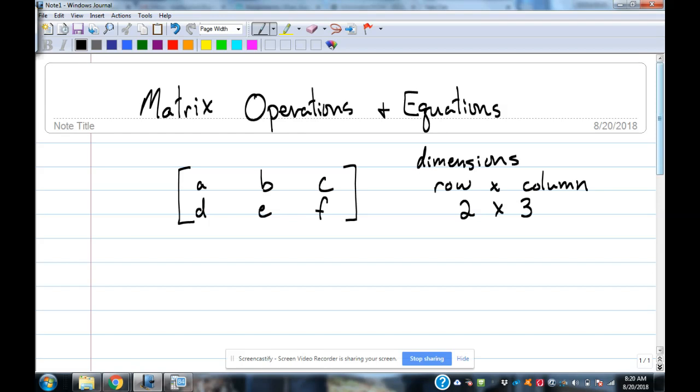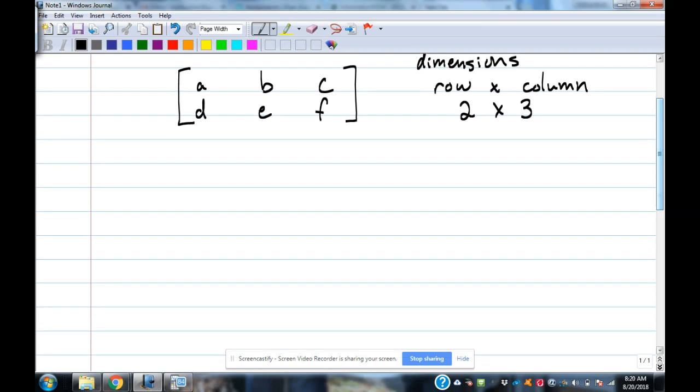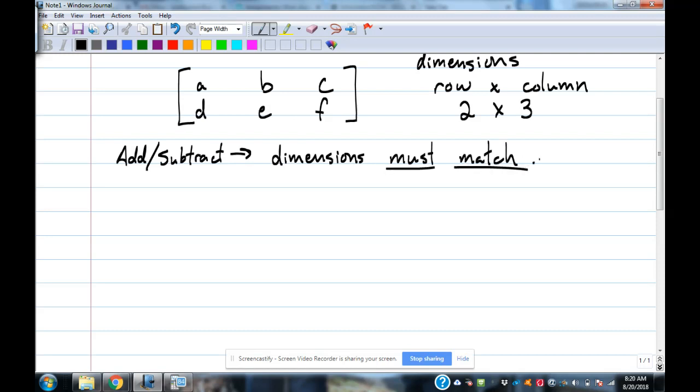All right. Let's get into the easy thing first. Add and subtract. When you add and subtract matrices, well, that's one matrix plus or minus another matrix. What you have to have is the dimensions must match. If they don't match, you can't do it. It's undefined. Okay?